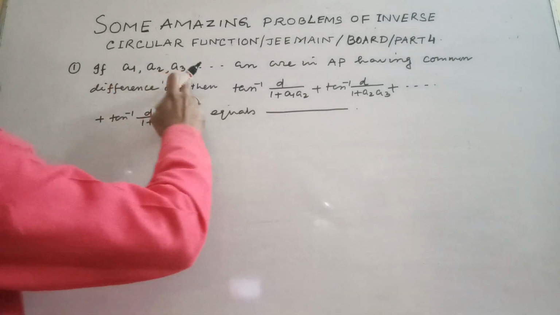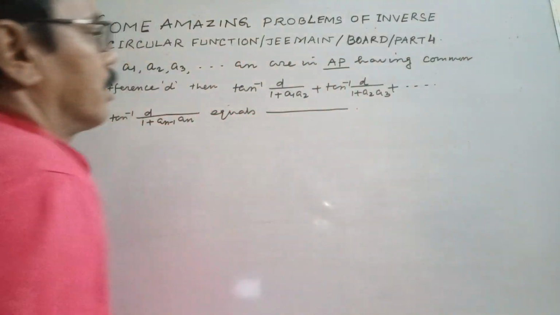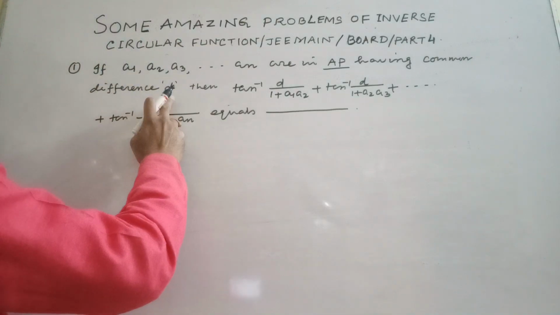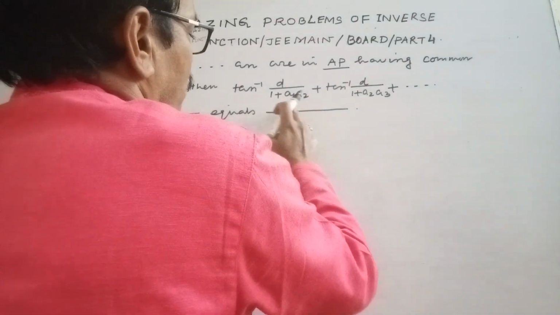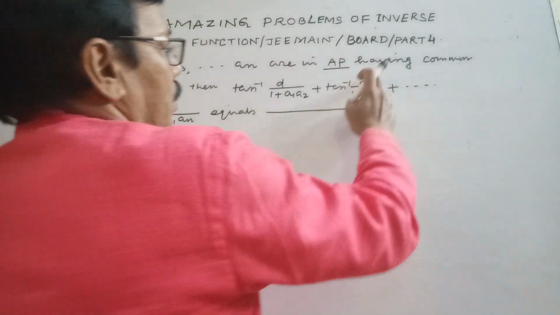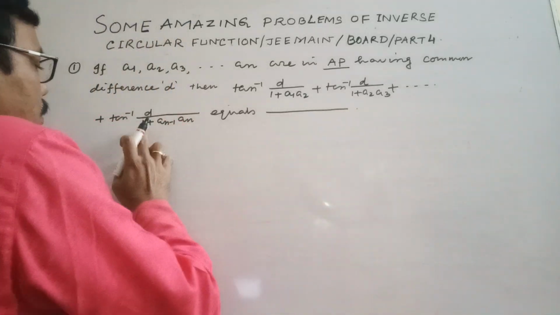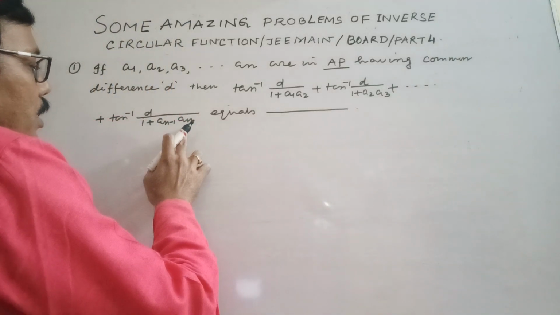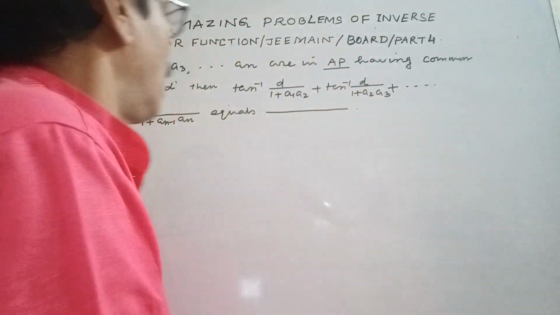If A1, A2, A3, ..., An are in an arithmetic progression having common difference D, then tan inverse D by (1 plus A1 A2), the product of two consecutive terms, plus tan inverse D by (1 plus A2 A3), plus dot dot, plus tan inverse D by (1 plus A(n-1) An) equals. You have to find the value of this.